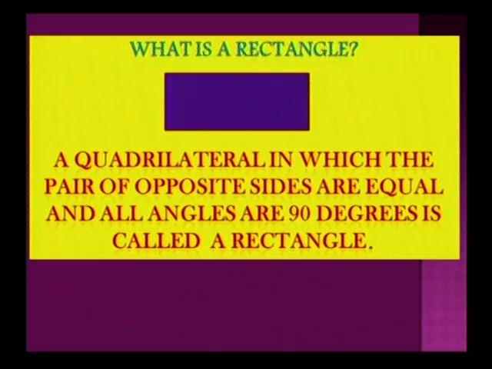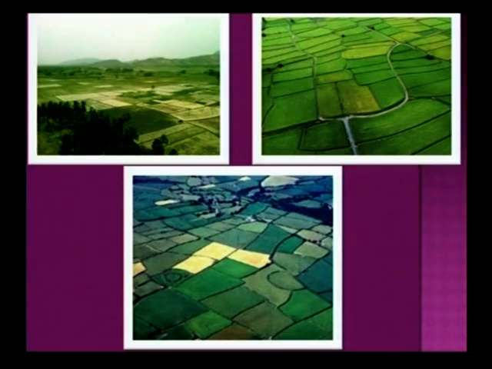So, in a regular shape all sides are equal. But in a rectangle only opposite sides are equal. That's why the rectangle is not a regular polygon. Do you understand what I am telling? Okay, let us see the following picture. What is it? Very good, it is a field. Where do you observe the field?